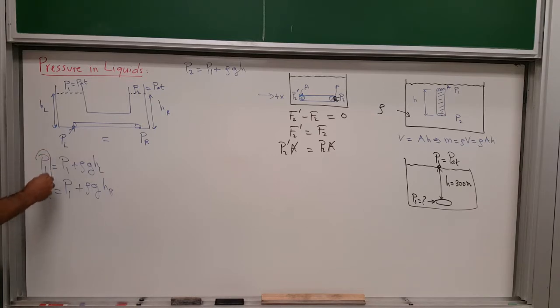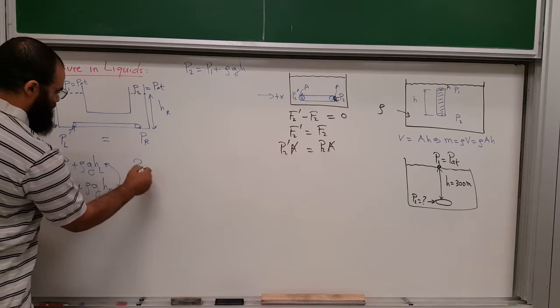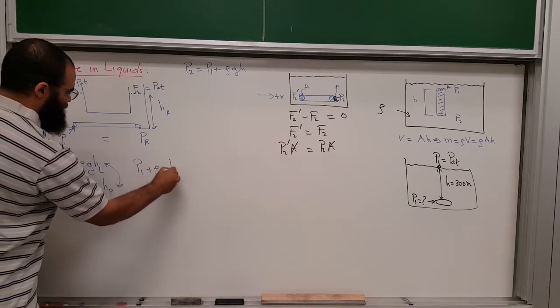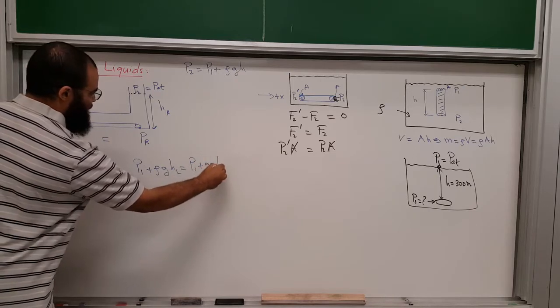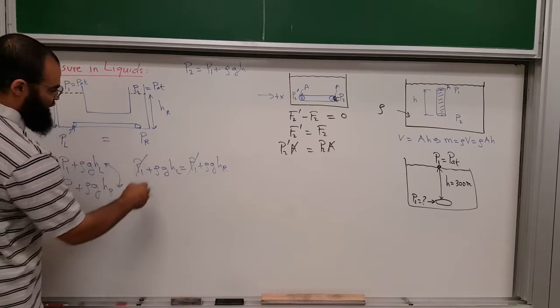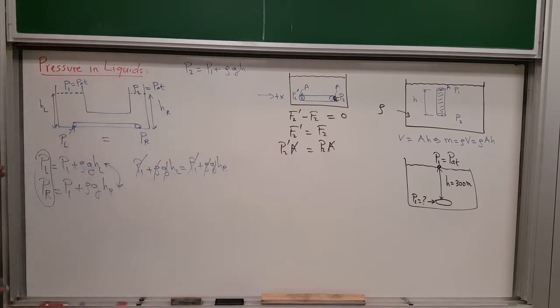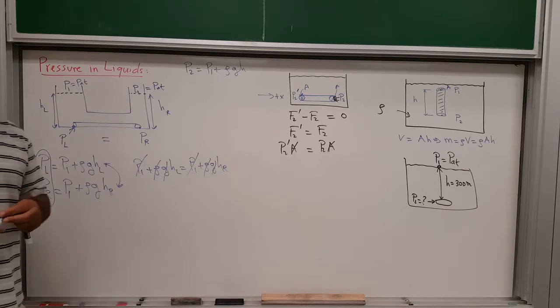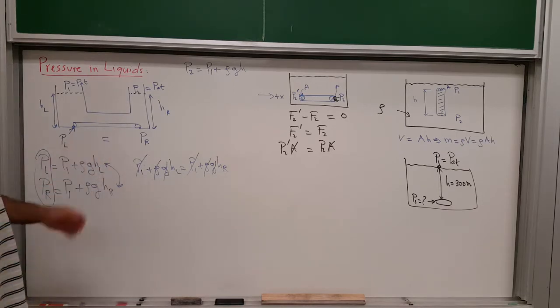So these two are equal. We get P1 plus rho g h on the left equals P1 plus rho g h on the right. P1 cancels with P1, subtract them, and then divide by rho g, and you get that the depth on the left has to equal the depth on the right. So that's one way to figure it. All right, that's good.